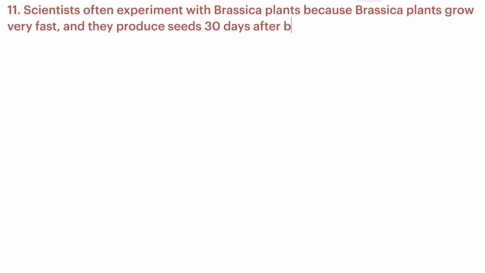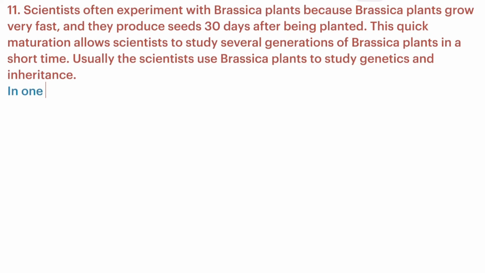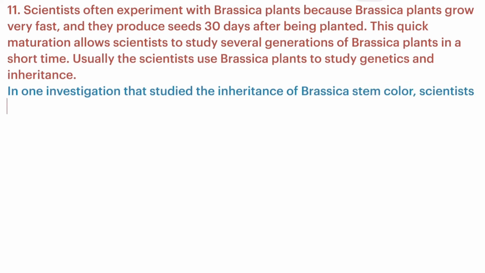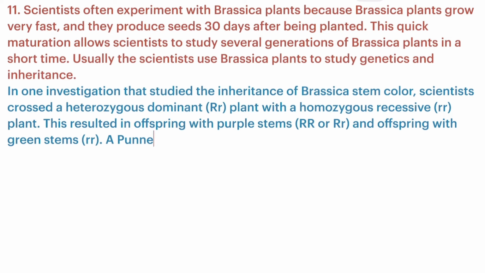Question 11. Scientists often experiment with brassica plants because brassica plants grow very fast, and they produce seeds 30 days after being planted. This quick maturation allows scientists to study several generations of brassica plants in a short time. Usually, the scientists use brassica plants to study genetics and inheritance.